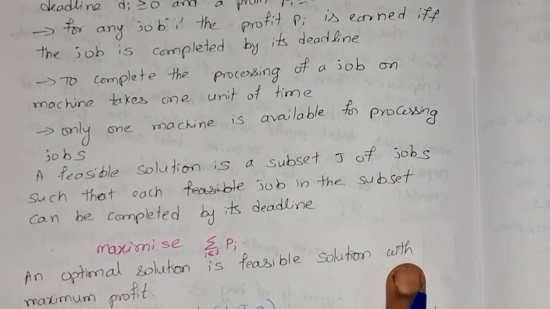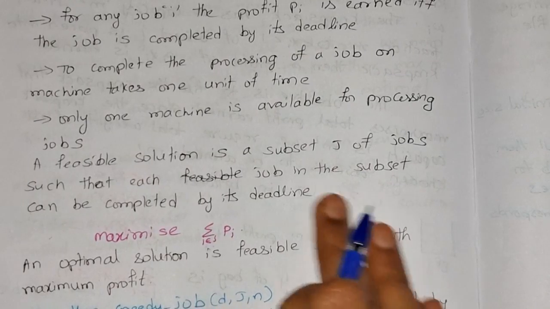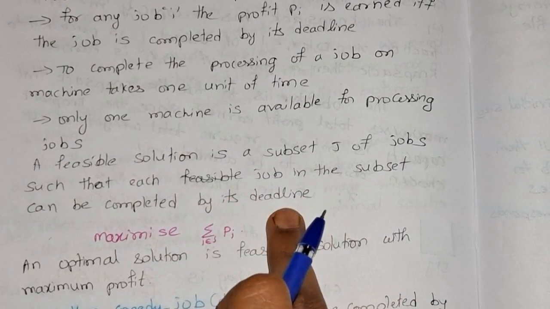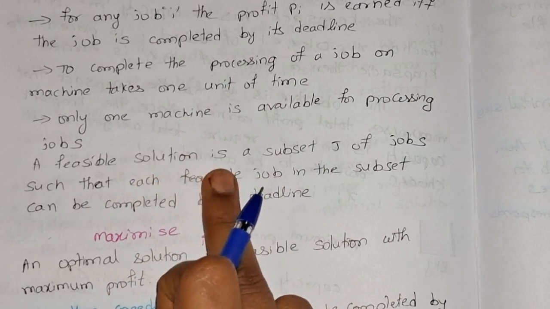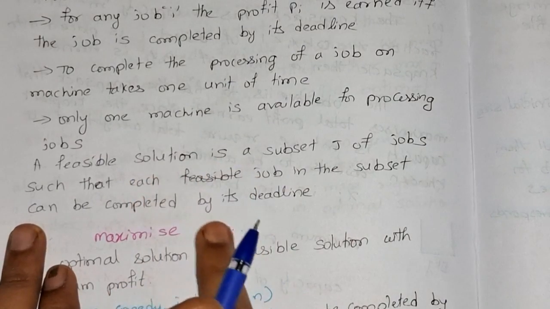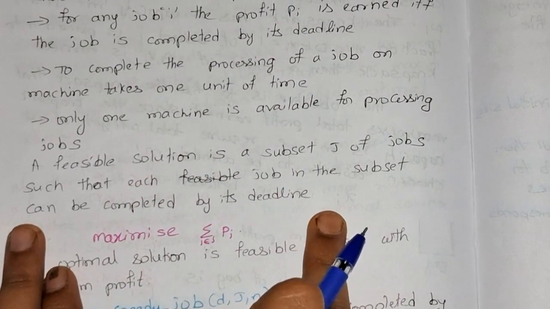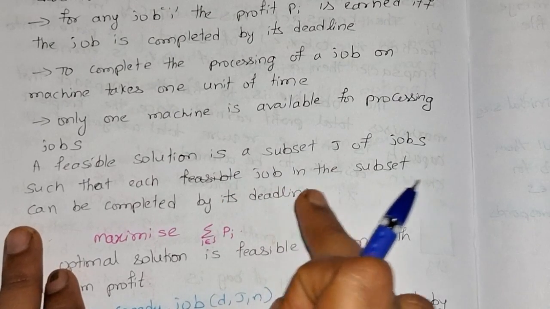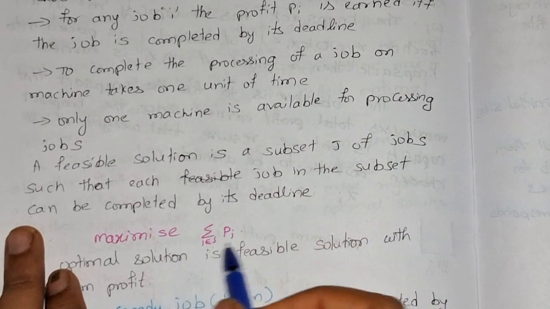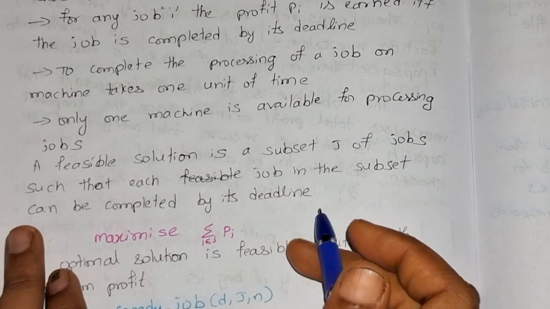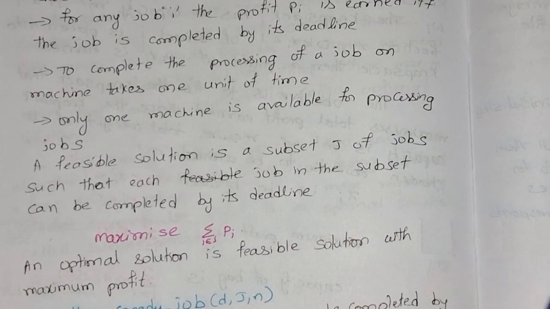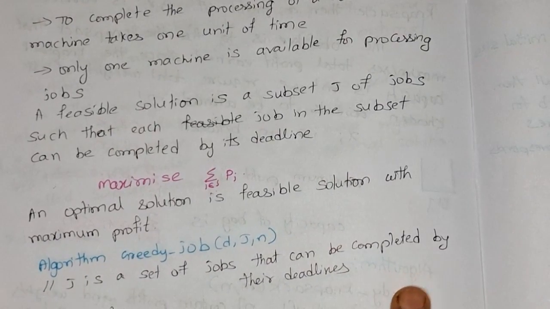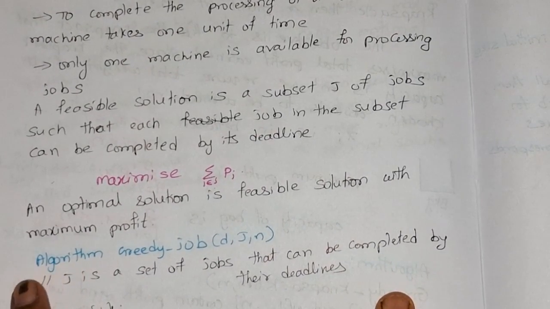A feasible solution is a subset J of jobs such that each job in the subset can be completed by its deadline. So a feasible solution means a job must be completed within its deadline. Then only we will get the profit of that job completely. So we need to maximize the profit here. An optimal solution is a feasible solution with the maximum profit.